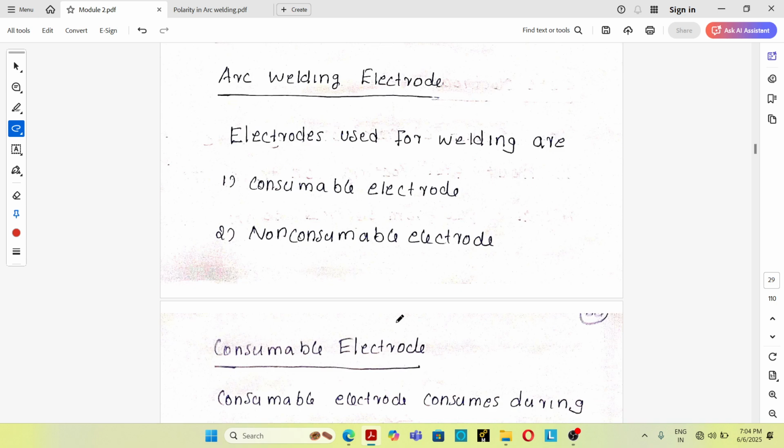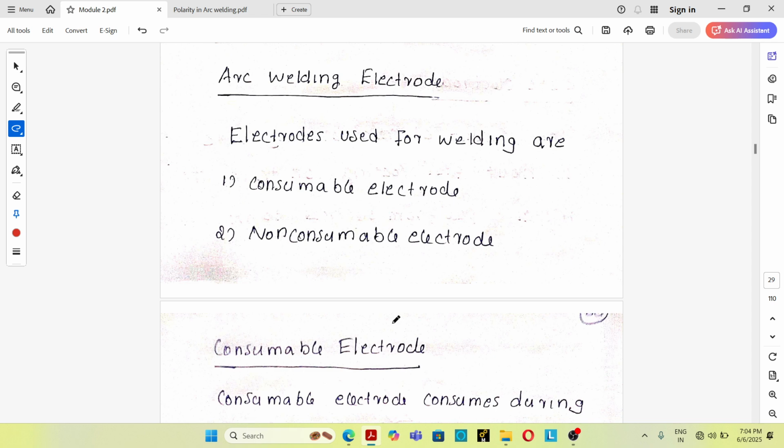So next one is arc welding electrodes. So what is the importance of the electrode in the arc welding process? See, the welding arc is created between the electrode and the workpiece. So electrodes are classified into two types: consumable electrodes and non-consumable electrodes. So what is the difference between consumable and non-consumable electrodes?